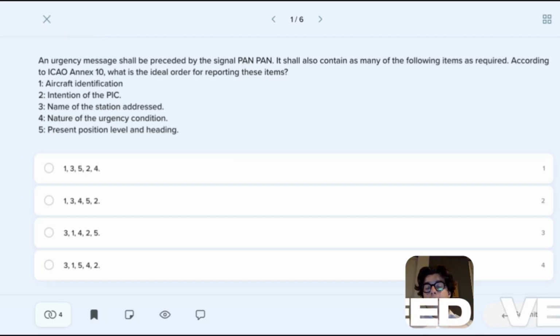So both for the urgency and distress messages, so pan pan and mayday, the format is quite standardized and there's a great mnemonic that I've always used to remember what to say and when. So of course, always you start with saying the name of the station that you are addressing and then the name of your aircraft or the registration of your aircraft.